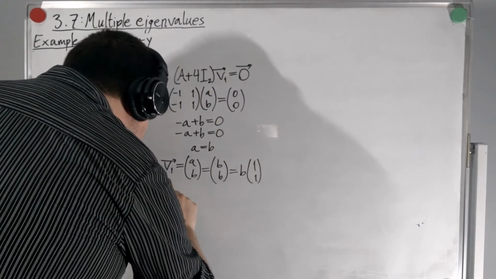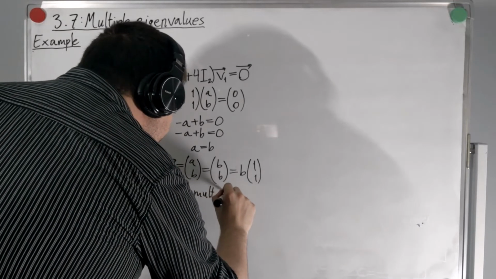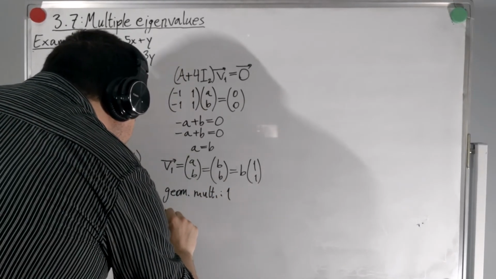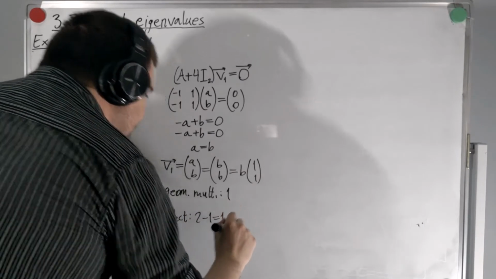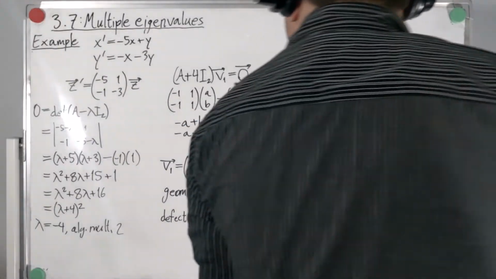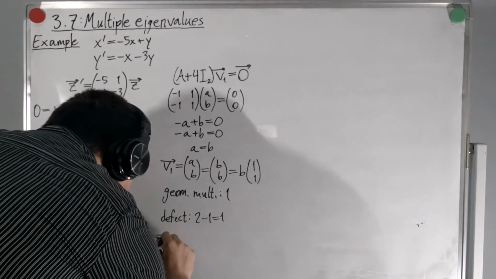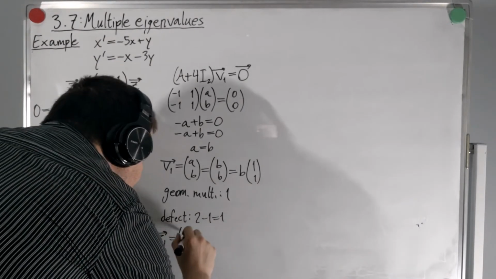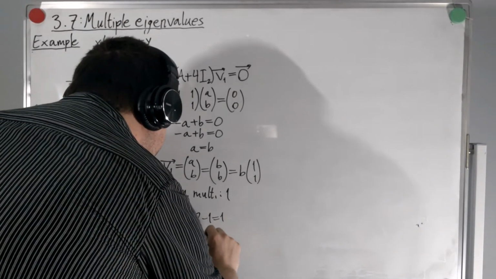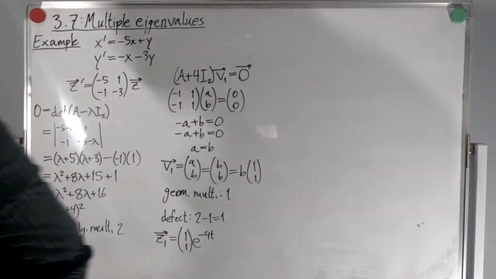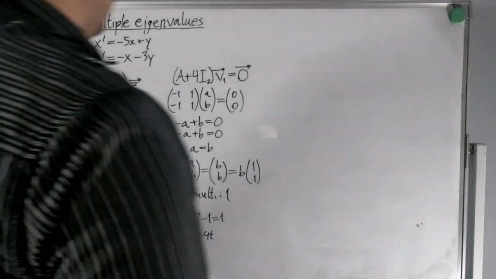So, geometric multiplicity is 1, so defect is 2 minus 1, which is 1. So from this alone, we can construct one basis solution. We can make the basis solution z1 vector equals 1, 1 times e to the negative 4t. And that's great. But to construct the other basis solution, we need generalized eigenvectors of rank 2.